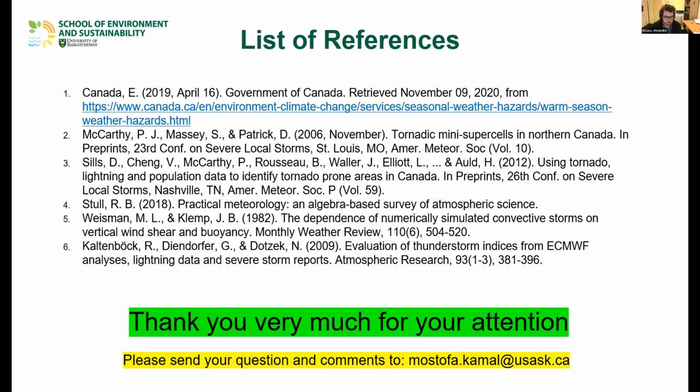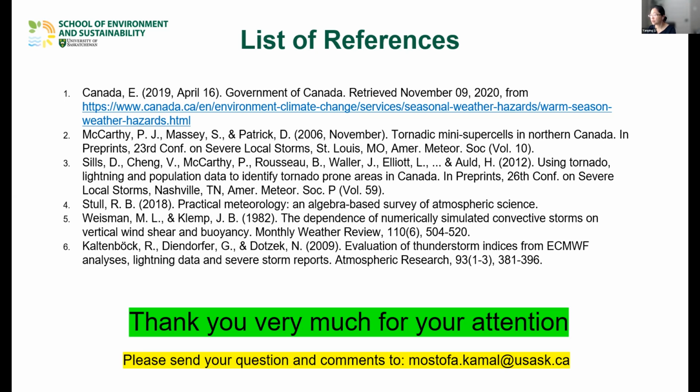Okay, thanks. Mustafa, just wondering, the analysis you showed, like CAPE or whatever, are you using WRF output or reanalysis data? No, these are fully raw data, radiosounding data. These are all observational data. Okay, I think you'd better mention it at the very beginning. Otherwise, it's a little bit confusing.